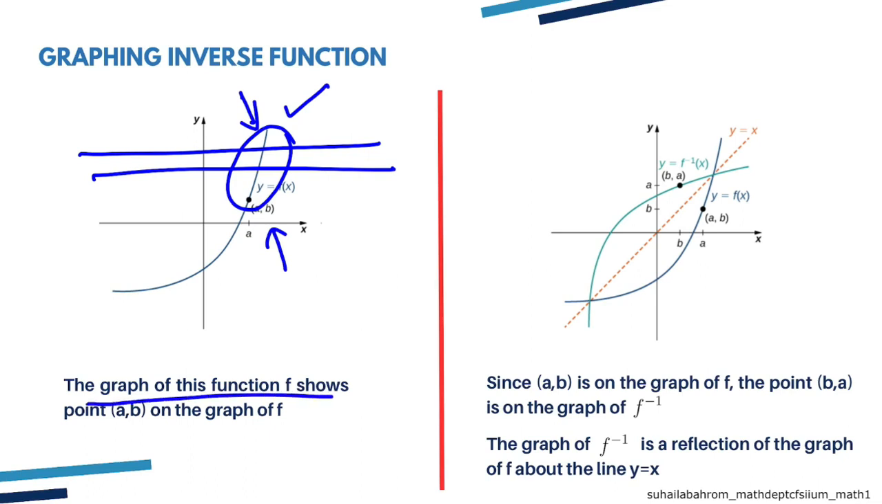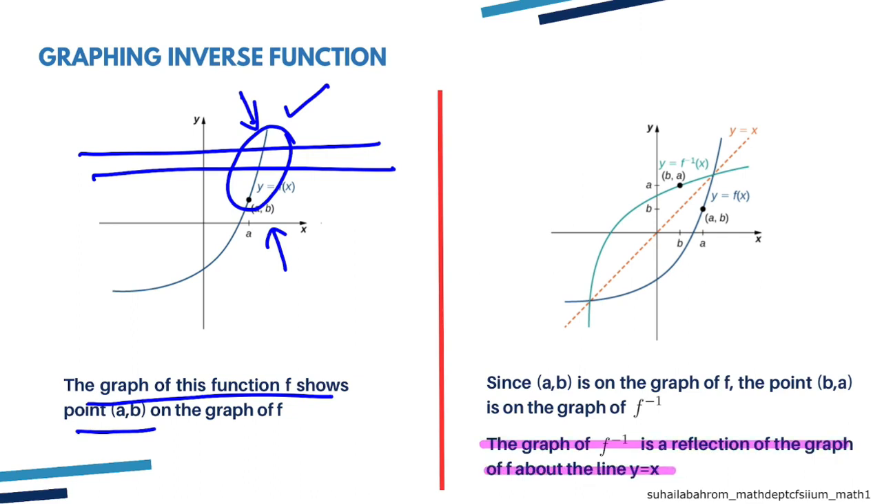So the graph of this function f shows the point (a, b) on the graph of f. When this graph has an inverse, we can sketch the inverse graph. So when this is the original graph, what are the properties of the inverse function? The graph of f inverse is a reflection of the graph of f about the line y equals x. So this is the most important point.